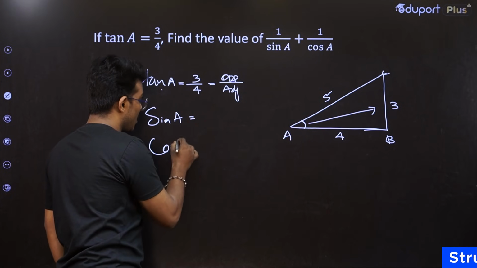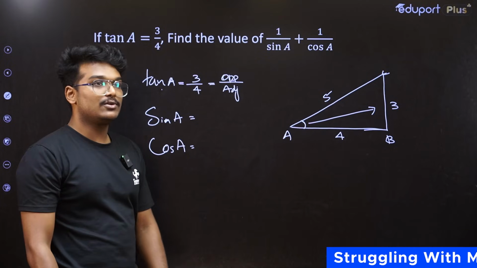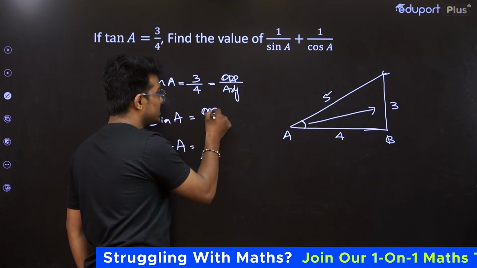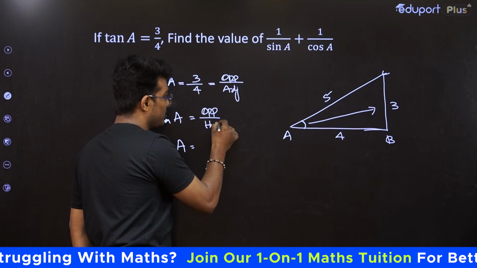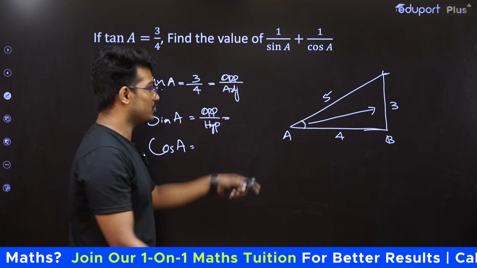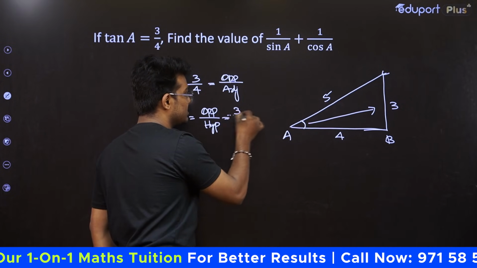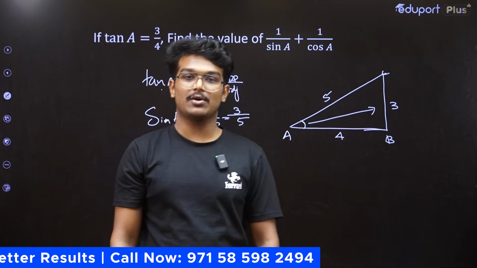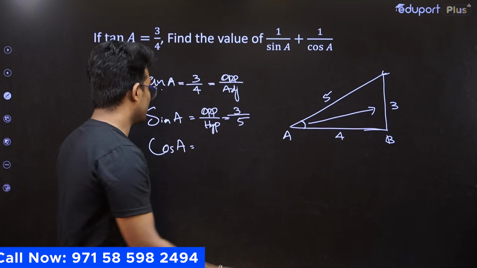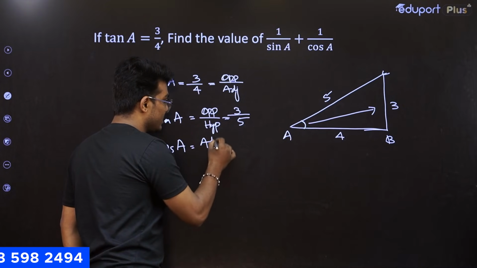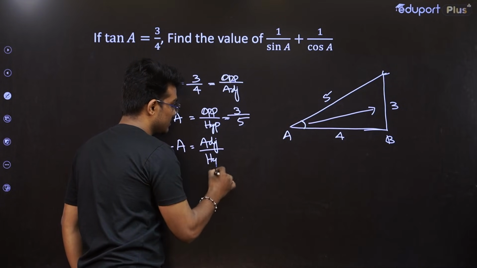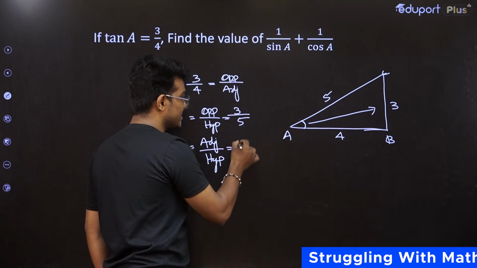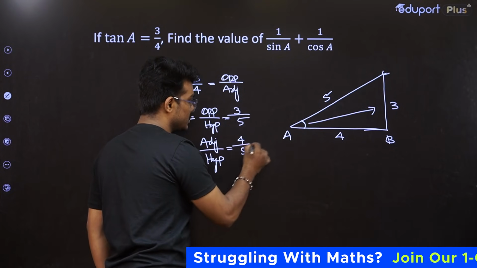What will be the value of sin A? Sin A, we already know, is opposite side by hypotenuse. Which is the opposite side? The opposite side is 3 and the hypotenuse is 5. So 3 by 5. Then cos A is equal to adjacent side divided by hypotenuse. The adjacent side is 4 and the hypotenuse is 5.